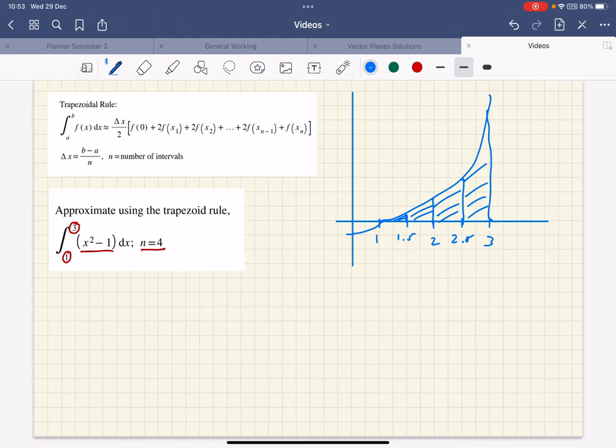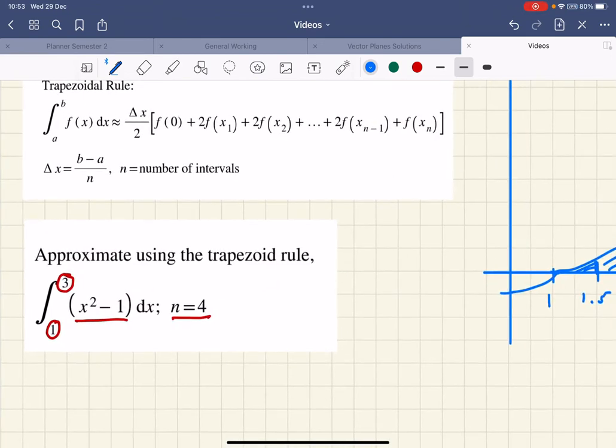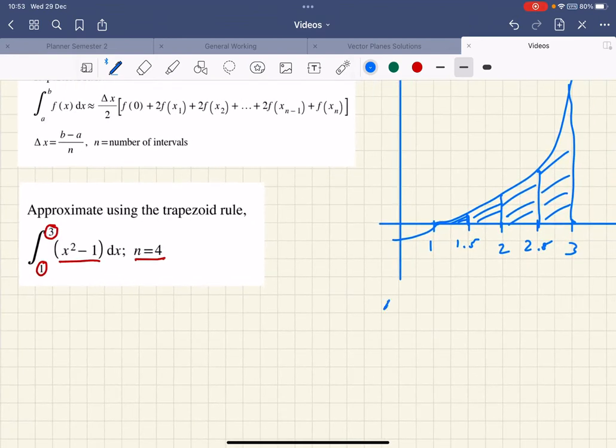Now let's go through some of the things. The first thing I want to work out is this delta x. So delta x is worked out by taking b minus a, which is the upper limit, take away the smaller limit, the 3 minus 1, and dividing it by n, which is the number of intervals that I've got. So this gives me a half. Okay, that's the first part.